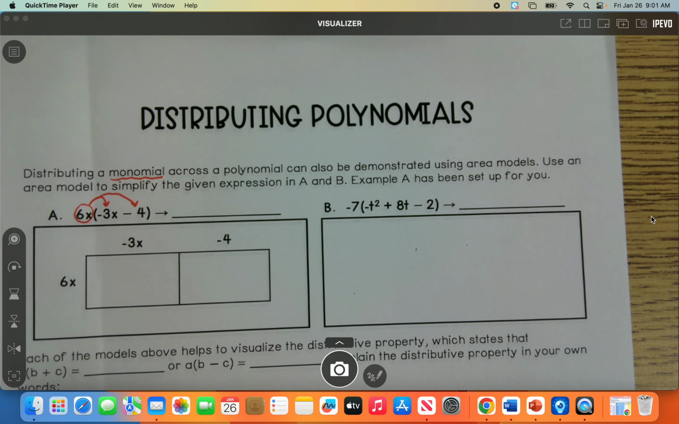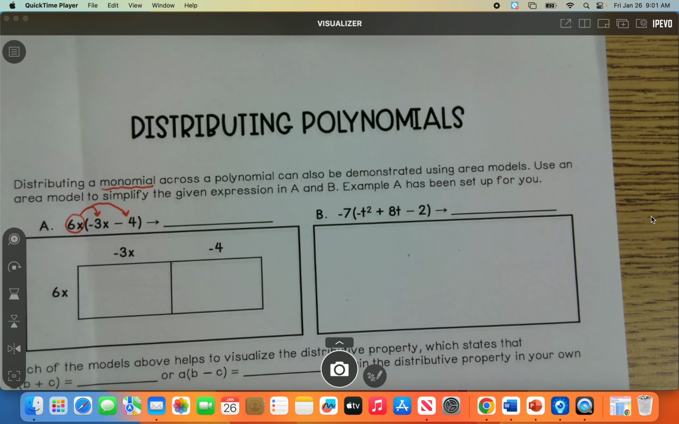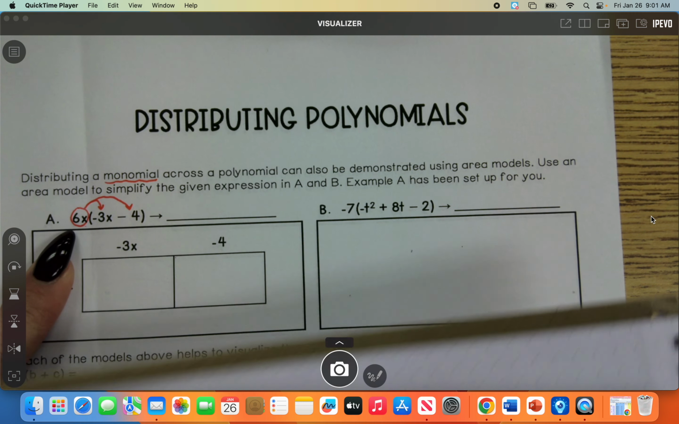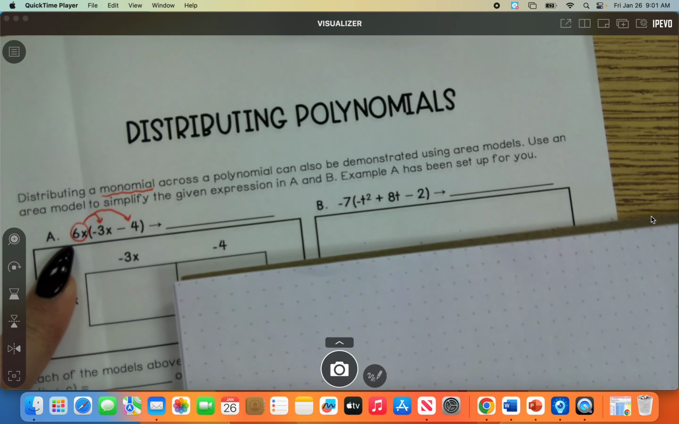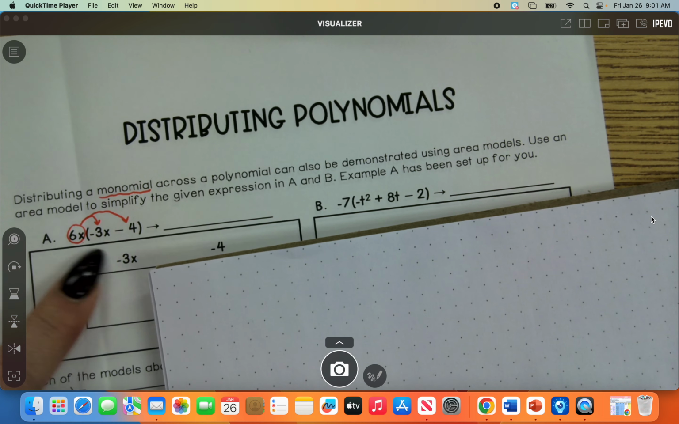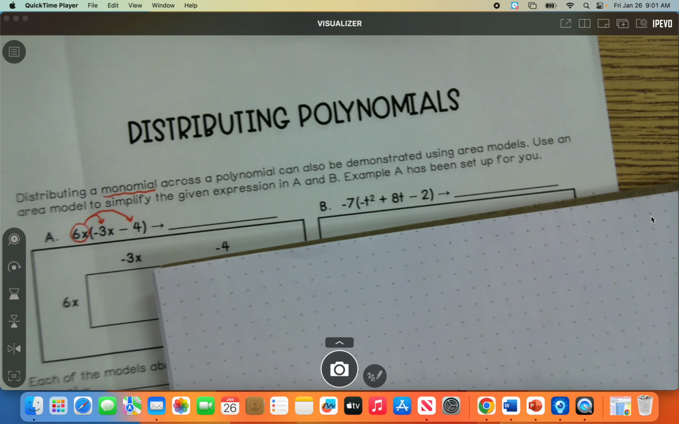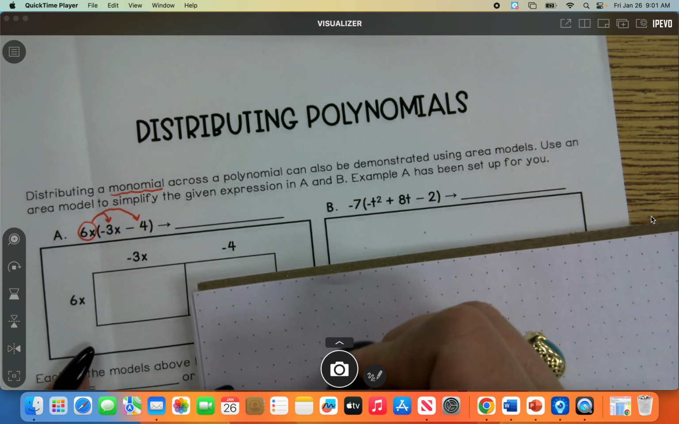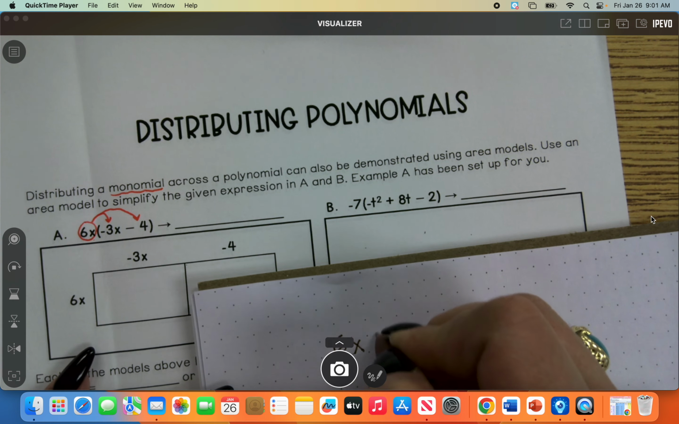Use an area model to simplify the given expression in A and B. Example A has been set up for you. So over here, when we are trying to multiply or distribute a monomial inside this binomial, we can use area model. What does that mean? First of all, let's just do the old way.